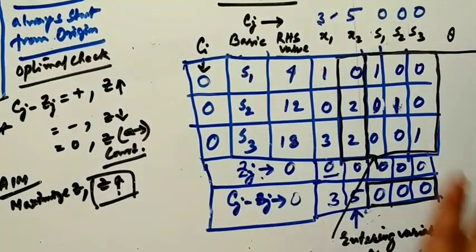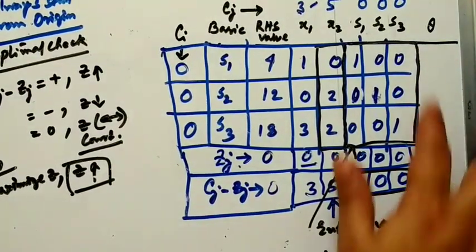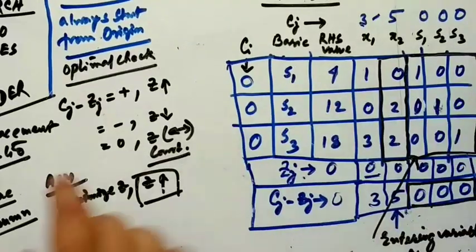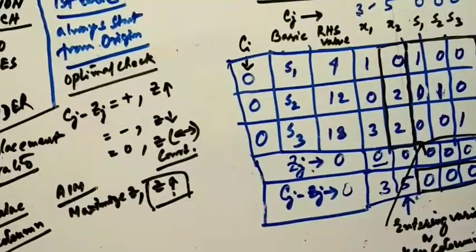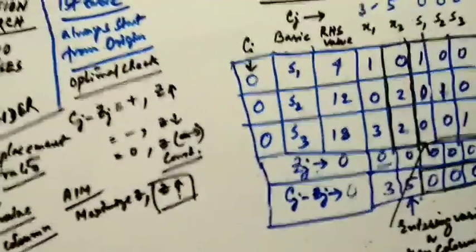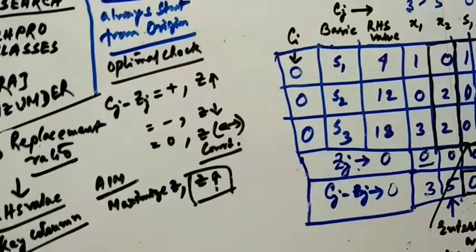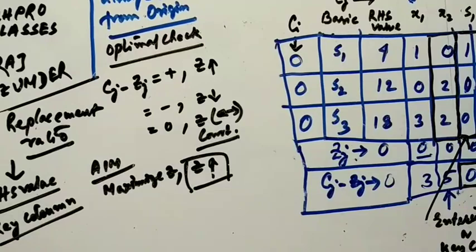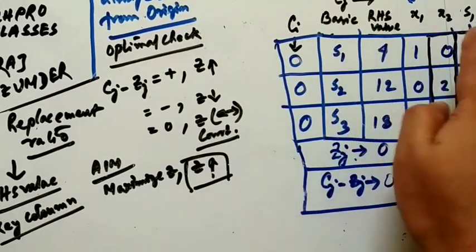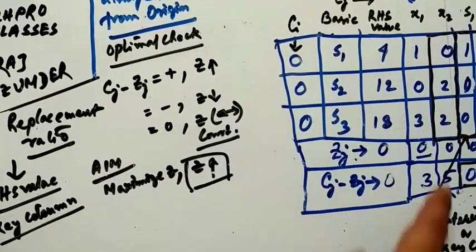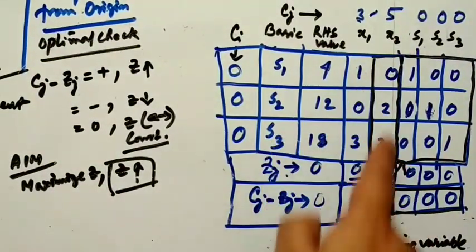Now let us know how to calculate the last column. This is theta, the replacement ratio. I have already told you, to calculate the replacement ratio you have to divide the RHS value by the key column. We have to find the key column. Now this one is the key column.